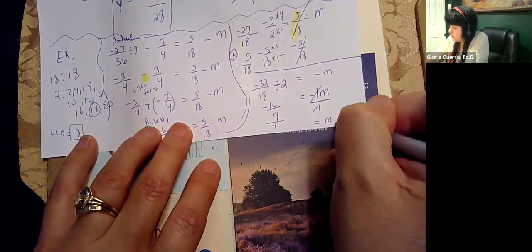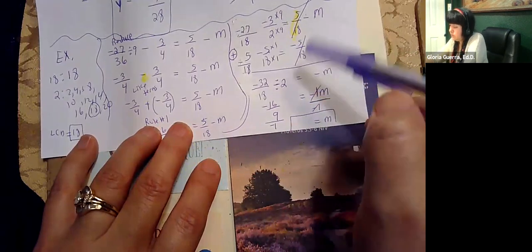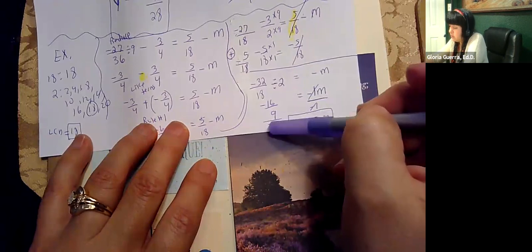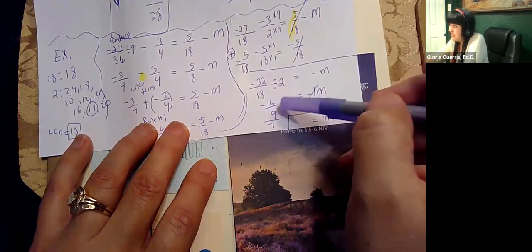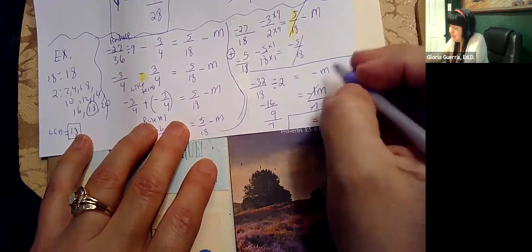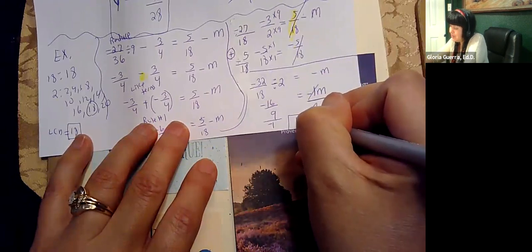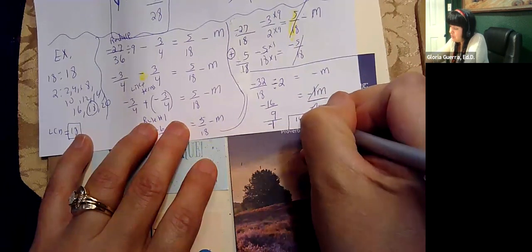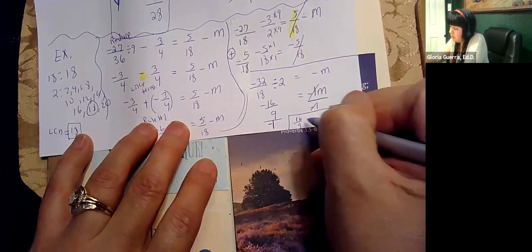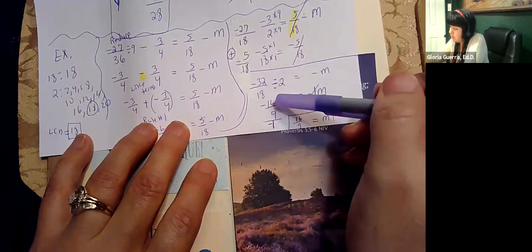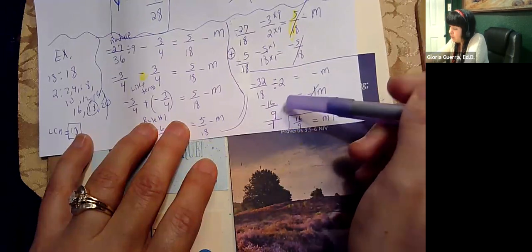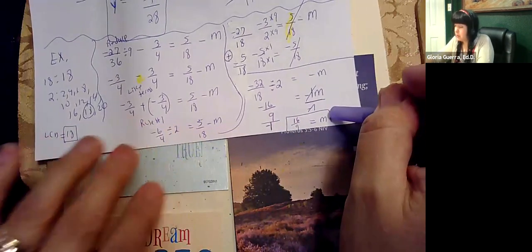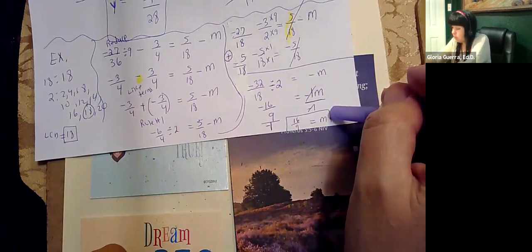So you have m equals, and this is a complex fraction, but negative divided by negative is a positive. Anything divided by 1 is itself. And so that gives you a positive 16 ninths. So negative 16 ninths divided by negative 1 is a positive 16 ninths. And then 16 ninths can be made into a mixed number.